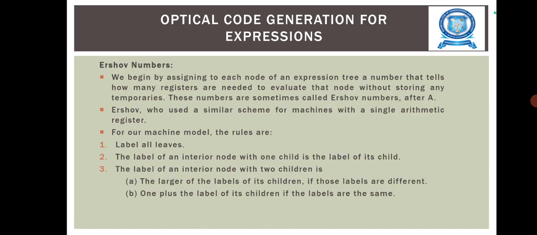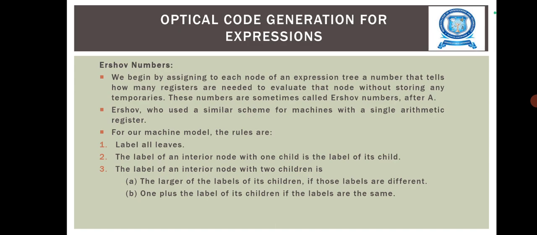Here are the Ershov numbers. We begin by assigning to each node of an expression tree a number that tells how many registers are needed to evaluate that node without storing any temporaries. These numbers are sometimes called Ershov numbers after A. Ershov, who used a similar scheme for machines with a single arithmetic register.